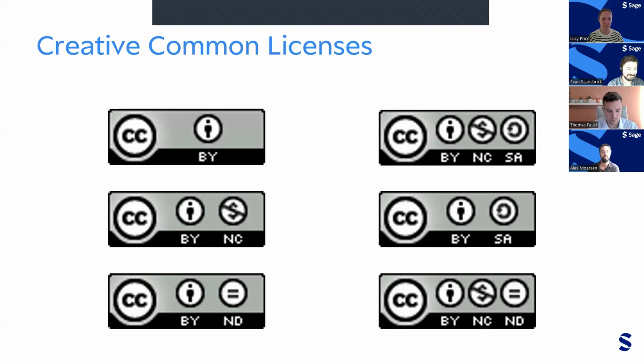CC-BY-IGO conveys all of the reuse rights of the CC-BY license and is used by intergovernmental organizations such as the United Nations, World Bank, and the World Health Organization. And finally, the CC-BY-SA, for that one, SA stands for share alike. So if you remix, transform, or build upon the material, you must distribute your contributions under the same license as the original.